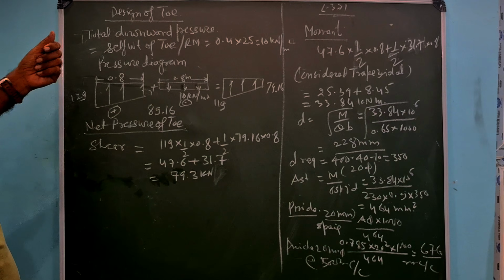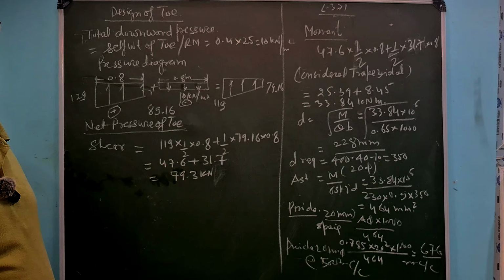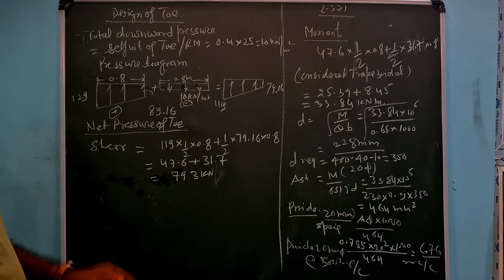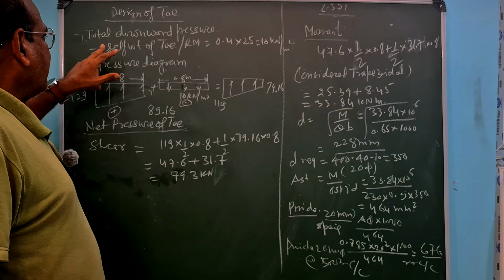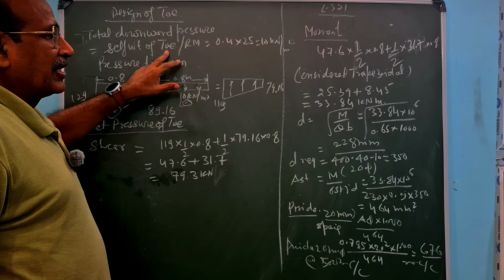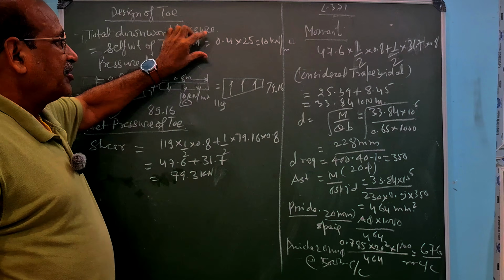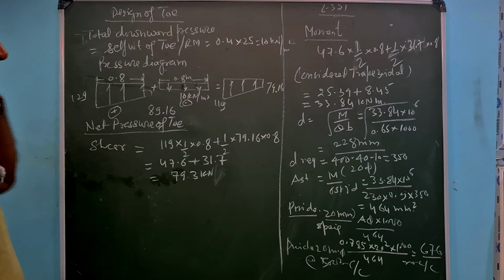Now you see what is the downward pressure. If you neglect the earth pressure, that is very minute, so you can neglect that pressure, and the total downward pressure will be the self weight of toe per running meter. The depth is 0.4, so this is 0.4 into 25, this is 10 kilonewton per meter square.